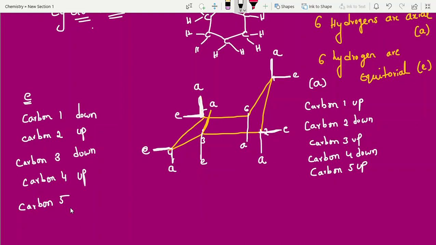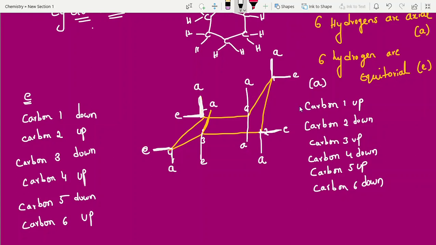Next this is what you can write. Next carbon 6. What you have written here? Carbon 6. Down. Axial. This is down. Carbon 6 here up. This is axial. Axial, equatorial. Like that we are drawing the structure.